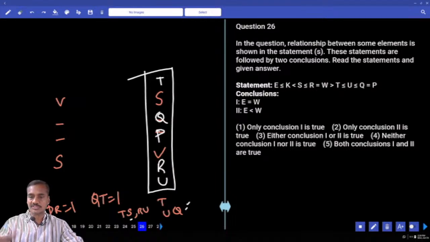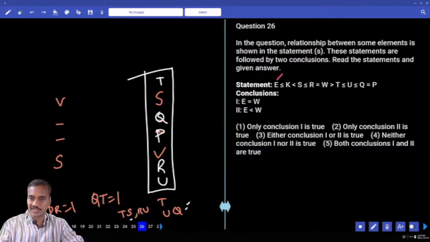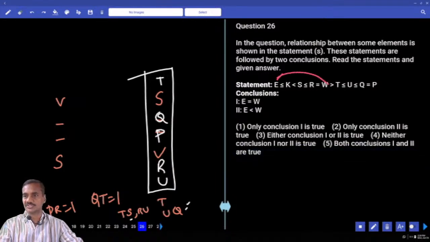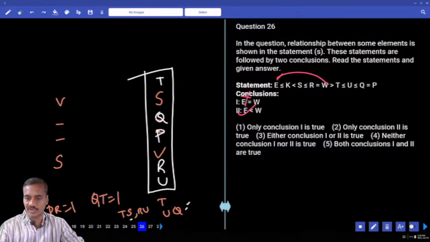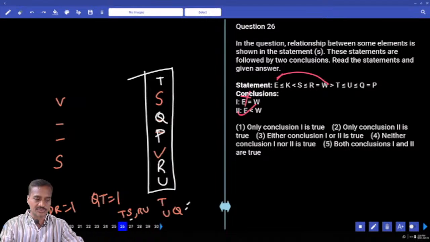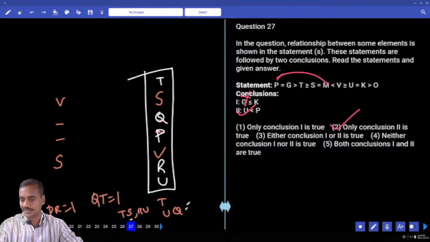Now both the conclusions are in between E and W. E is here, W is here. From E to W, which symbol is common? Less than. E less than W is true, equal to is false. So only one, that is choice 1, question number 26. Only two, choice 2. Then the next one, 27.